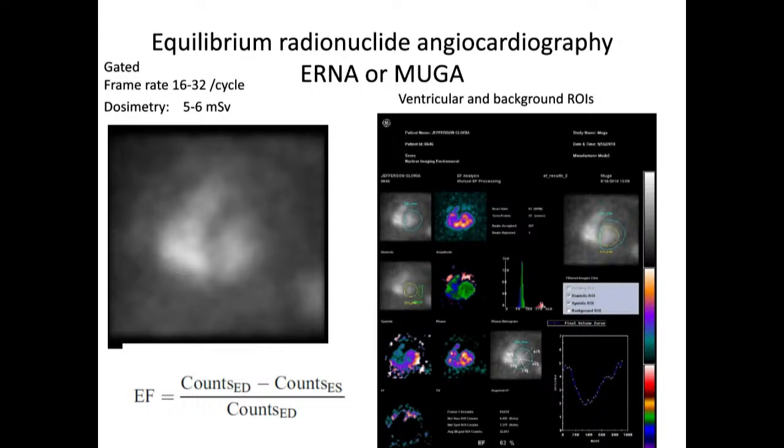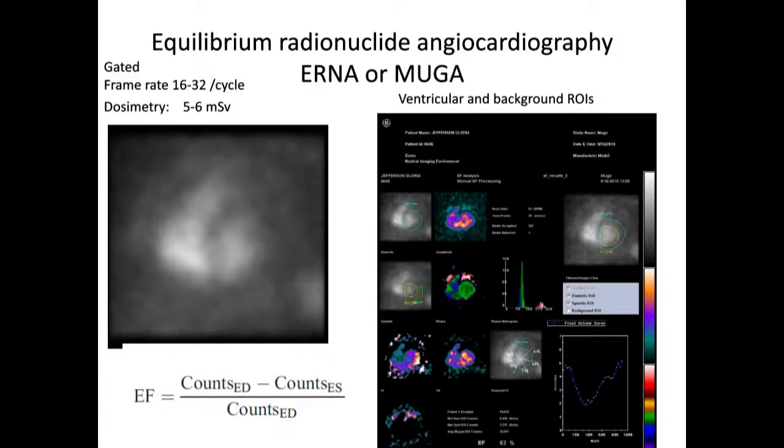So instead of imaging the first pass, we let the red cells labeled with radioisotope establish equilibrium inside the circulation. You are not measuring any volume here. You're measuring the count. You have pre-specified projections, the LAO and AP, to try to separate the RV from the LV, so you establish where the ventricle is.